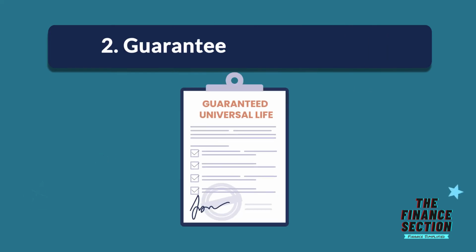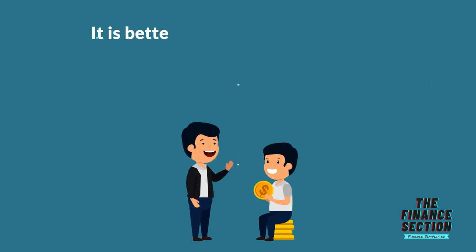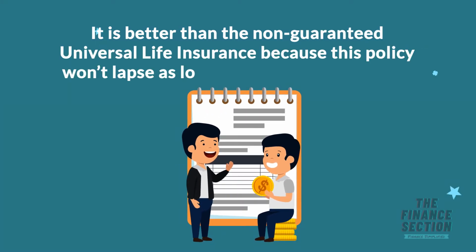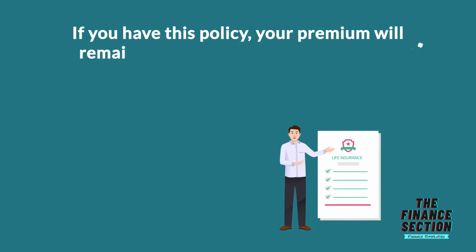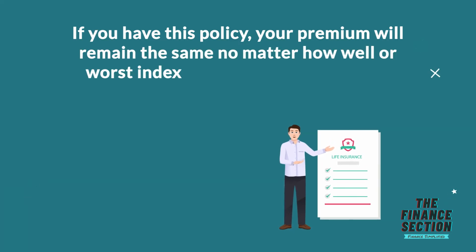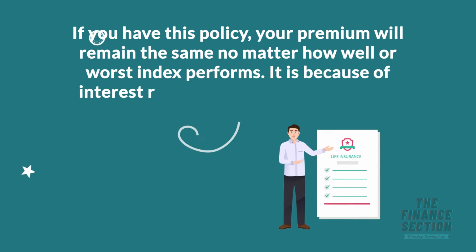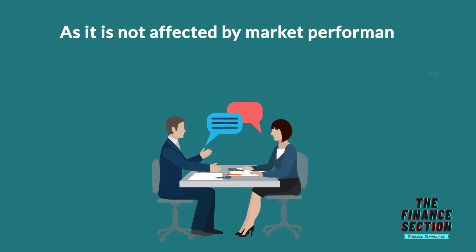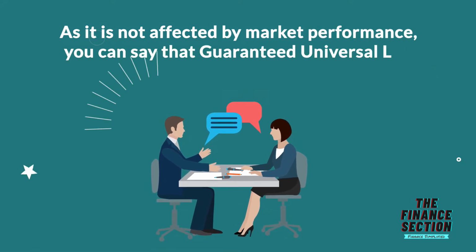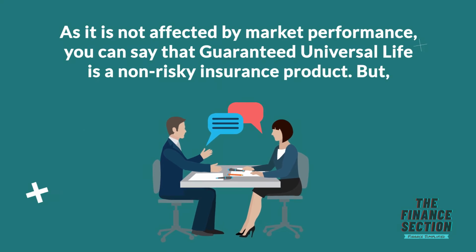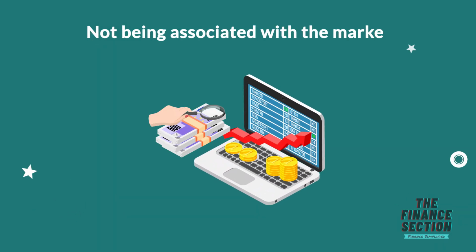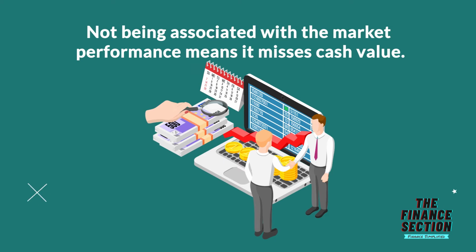2. Guaranteed universal life. It is better than the non-guaranteed universal life insurance because this policy won't lapse as long as you pay the premium. If you have this policy, your premium will remain the same no matter how well or poorly the index performs. It is because interest rates are fixed right from the time the policy starts. As it is not affected by market performance, you can say that guaranteed universal life is a non-risk insurance product. But this is also the drawback of this policy. Not being associated with the market performance means it misses cash value.